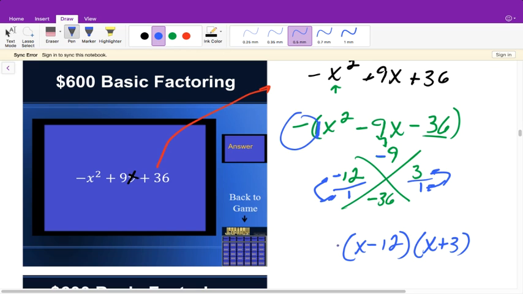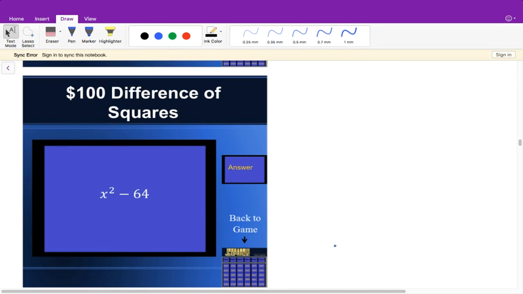And then we can't forget about this minus sign that we factored out in the beginning. All right, I'm pretty much going to go through one of the easy questions for each section and then one of the hard questions, just so we can go through the topics in varying levels.